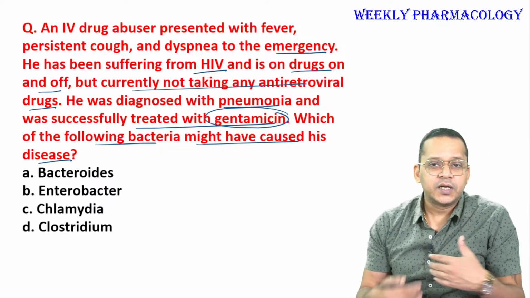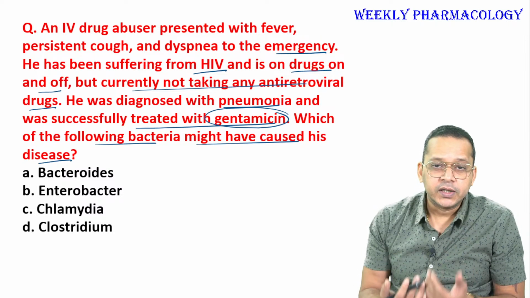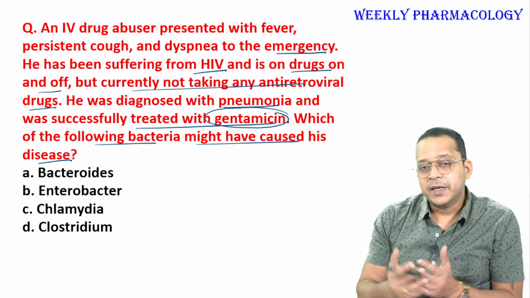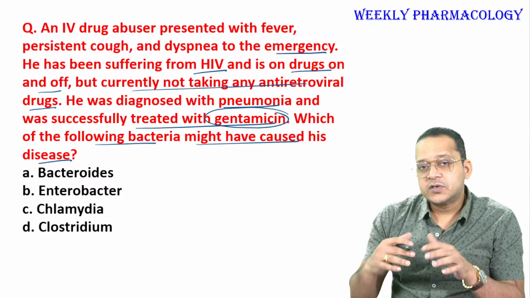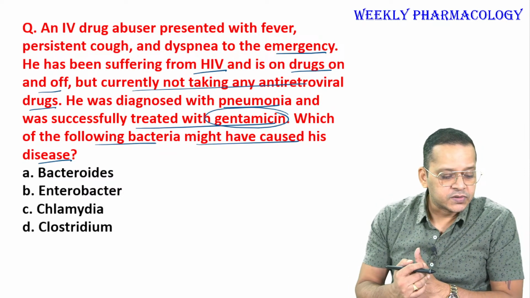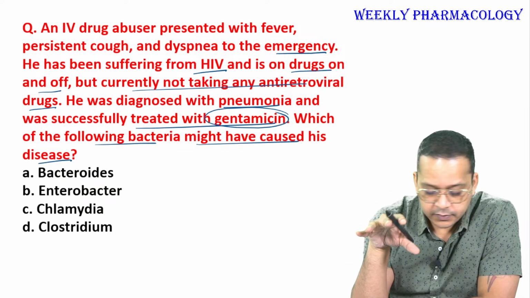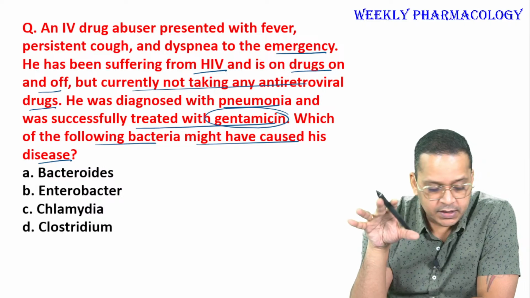So this is an MCQ that I've made. It goes reverse, right? I've given you the drug, and from the drug, based upon its spectrum, I've given you 4 options: bacteroides, enterobacter, chlamydia, and clostridium. And I've asked you to find out where it could be effective, right? So what is the answer, guys? A, B, C, or D?